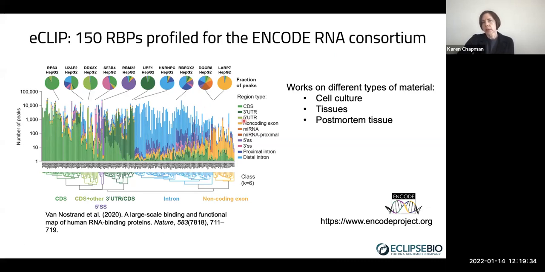So eCLIP is a methodology that was developed initially on cell cultures, but can actually be applied to tissues as well as postmortem tissues. So we've done a lot of work with many different cell types.